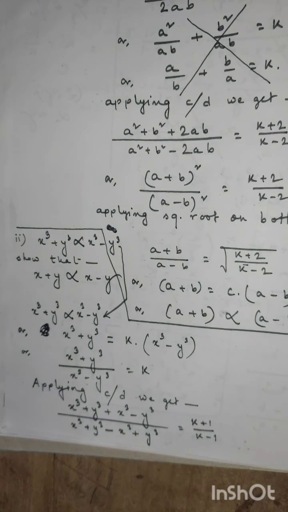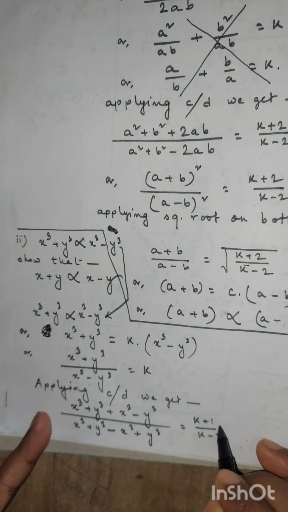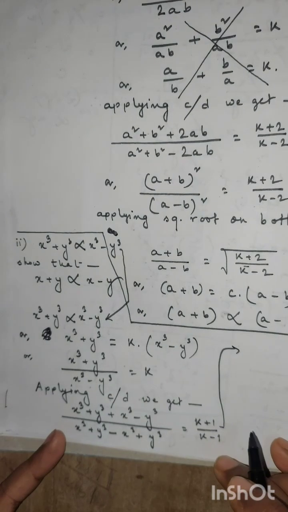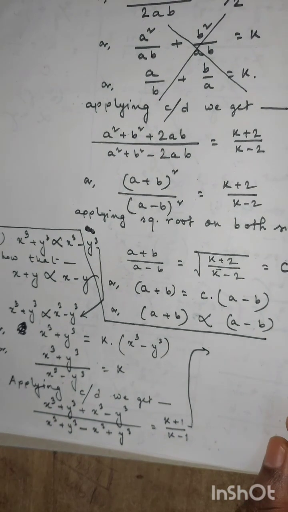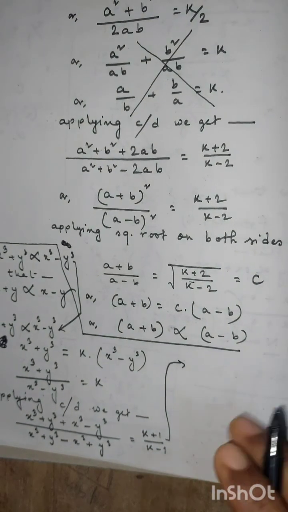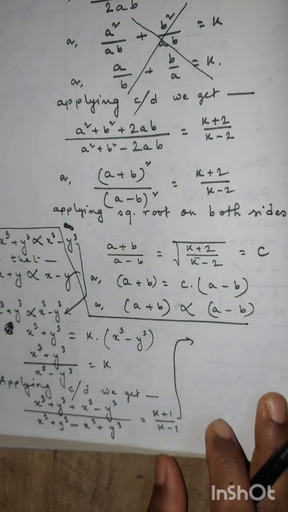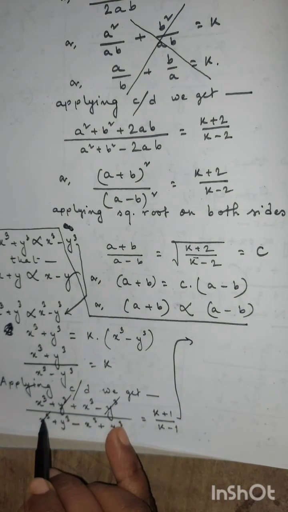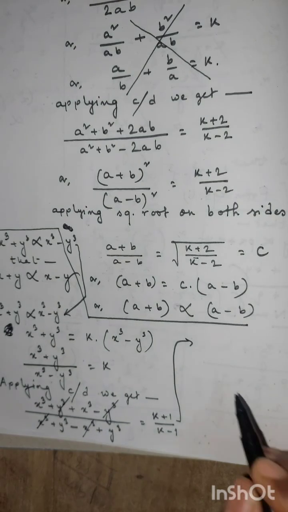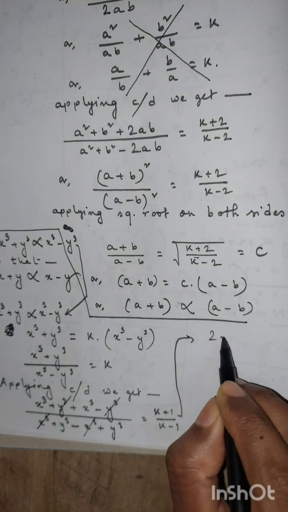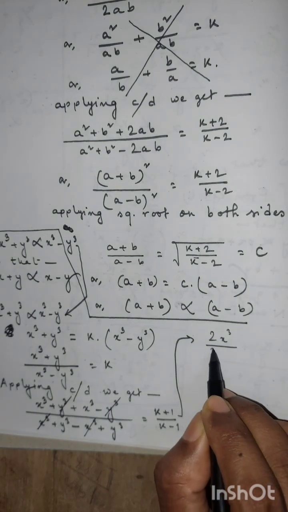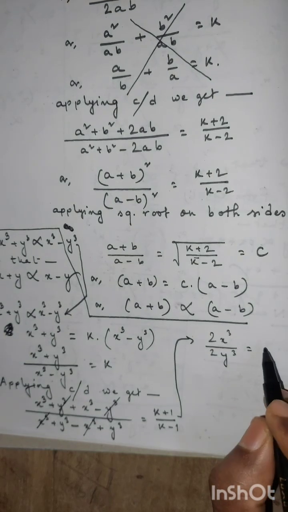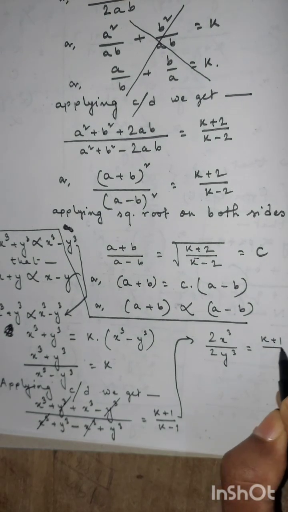Now from this step we can write, okay, we can just cancel minus y cube and plus y cube, plus x cube and minus x cube. So it becomes 2x cube by 2y cube. It is k plus 1 by k minus 1.